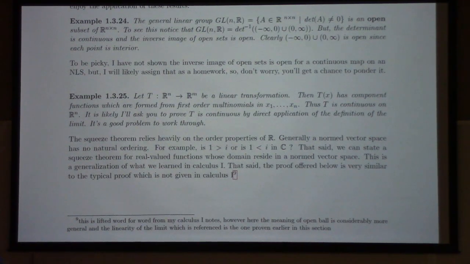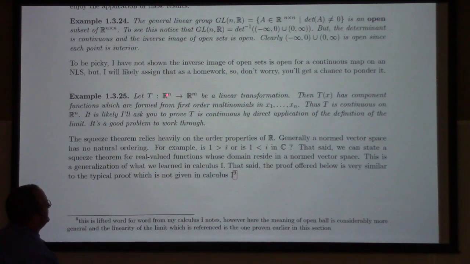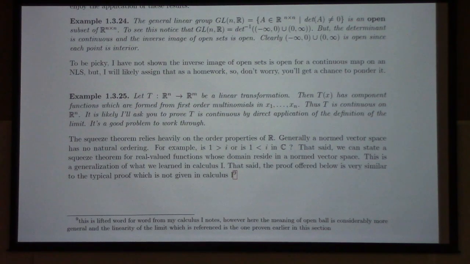Let T be a linear transformation. Then T of x has component functions which are formed from first order multinomials in the coordinates. Think about a linear transformation. What's its formula? It's built from linear combinations of the coordinates, right? Those are continuous. So linear transformations are continuous. I gave this from Rn to Rm, but you can see that it would easily be true for a linear function from any normed linear space to another. Finite dimensional, again, funny stuff happens in infinite dimensions.